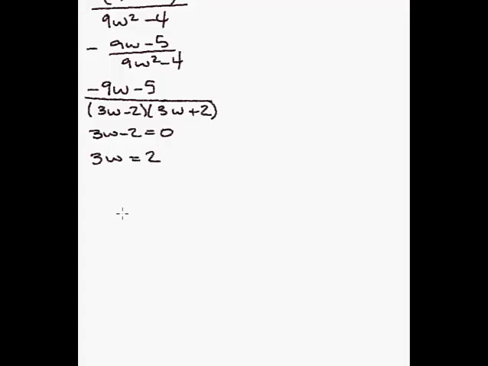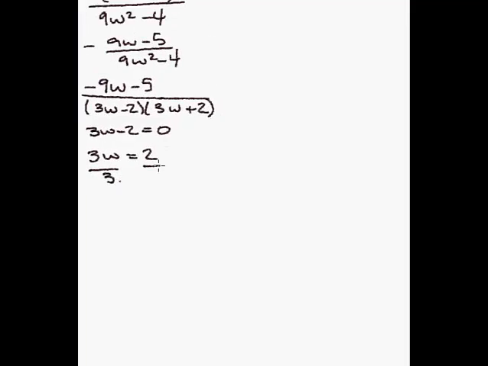Now the w is still not by itself. It's being multiplied by 3, so we're going to undo that multiplication by using division. The factors of 3 cancel out, and we're left with 2/3. Now let's set our second factor equal to 0 and then solve it.